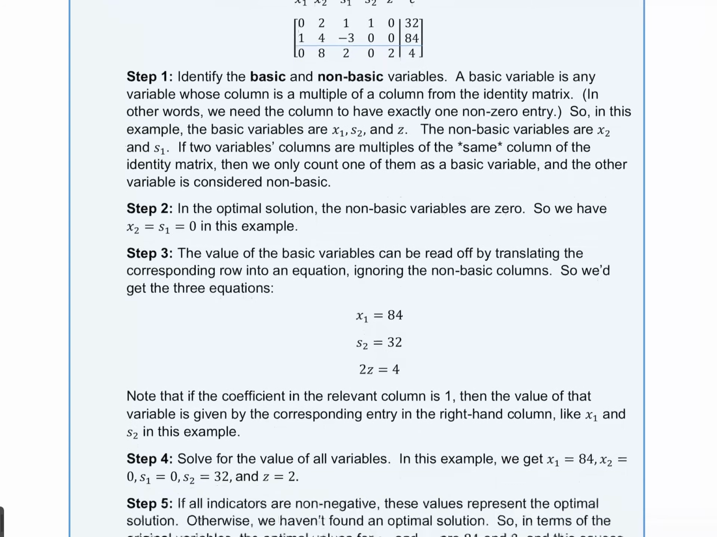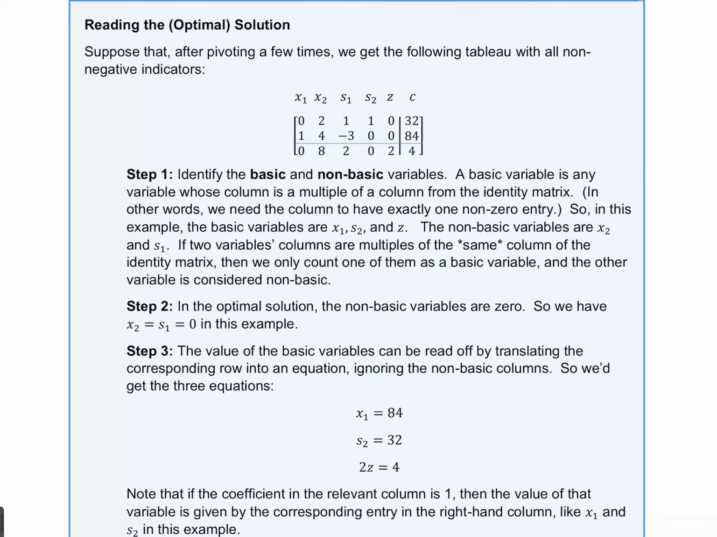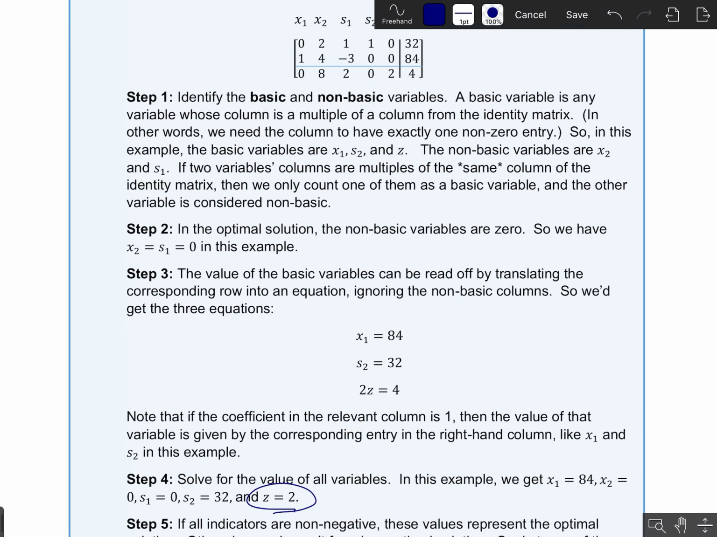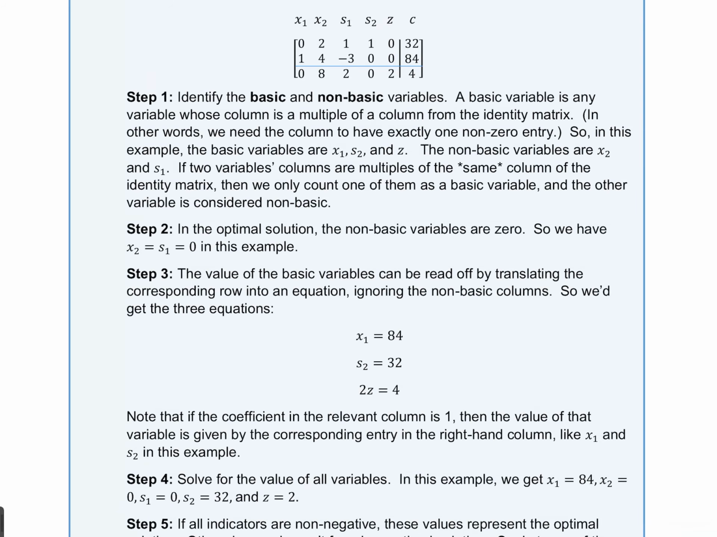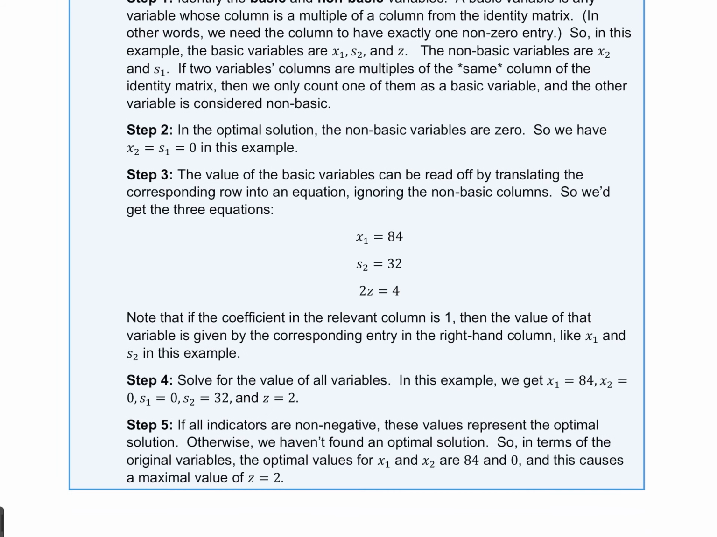And that means that the optimal z value that we could get for the corresponding linear programming problem here would be a z value of 2. Right, so the optimal z value would be 2, and it happens when x1 is 84 and when x2 is 0. And again, you can sort of ignore the slack variables. We just sort of made them up so that we could apply this method.